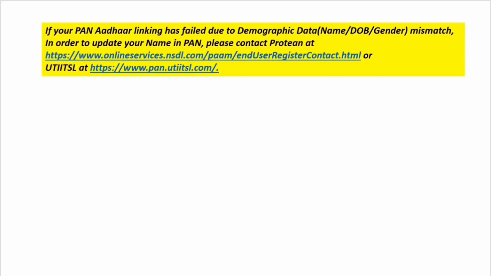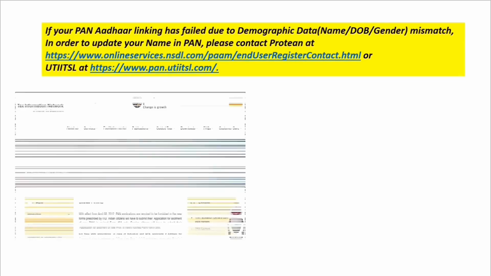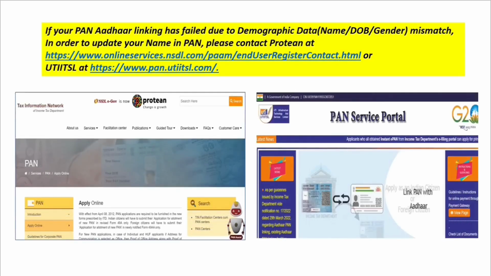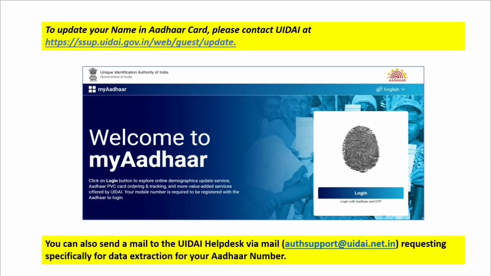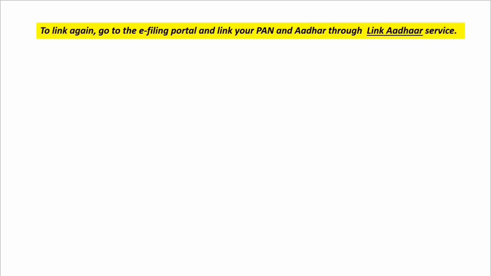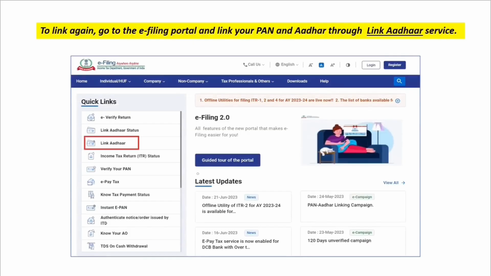If your request has failed due to demographic data, that is name, date of birth or gender mismatch, you can update your name in PAN by contacting Protean. To update your name in Aadhaar card, please contact UDAI. You can also send an email to UDAI help desk requesting specifically for data extraction for your Aadhaar number. To link again, go to e-filing portal and link your PAN and Aadhaar through Link Aadhaar service.